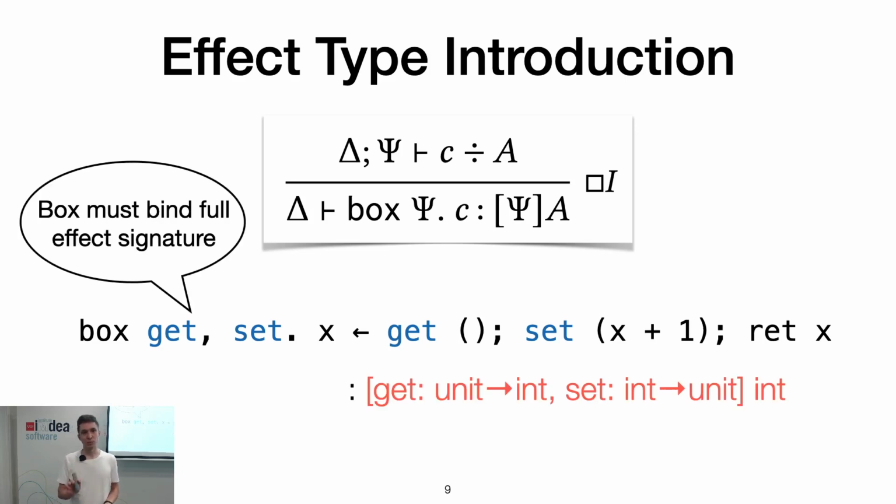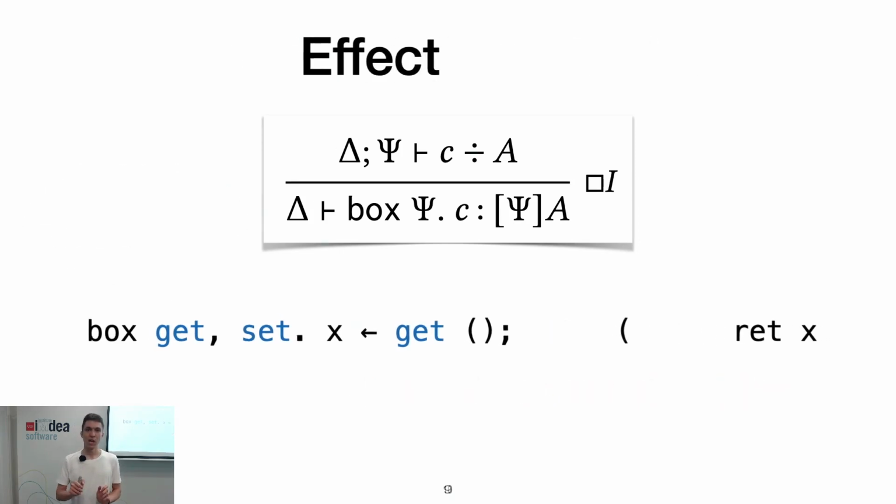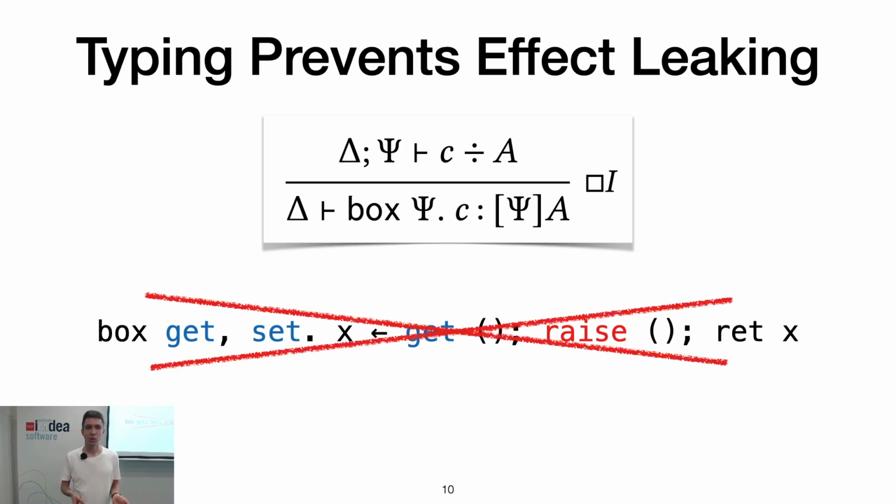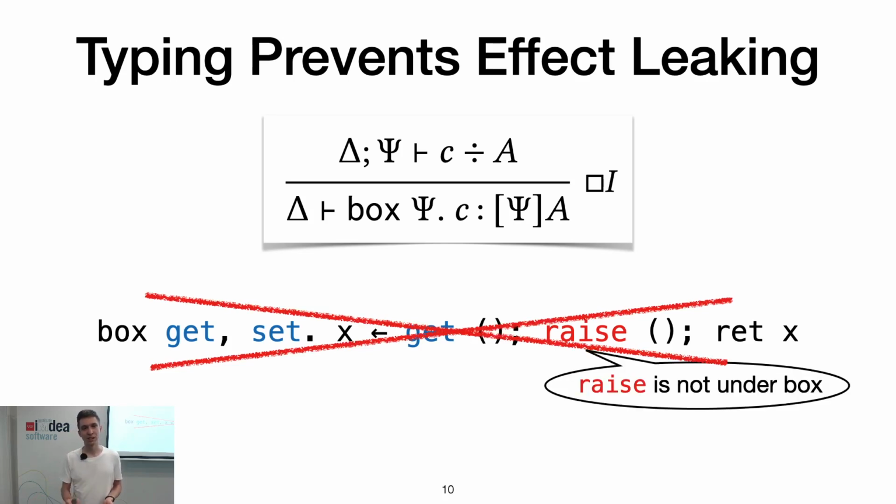Note that this box must actually bind the full signature of effects. If we say get and set, there is no other effect that we can use in that program. But let me show you. For example, if instead of set we used raise, which is supposedly raising an exception, then our typing system would rule this program out, because raise is not under the box.